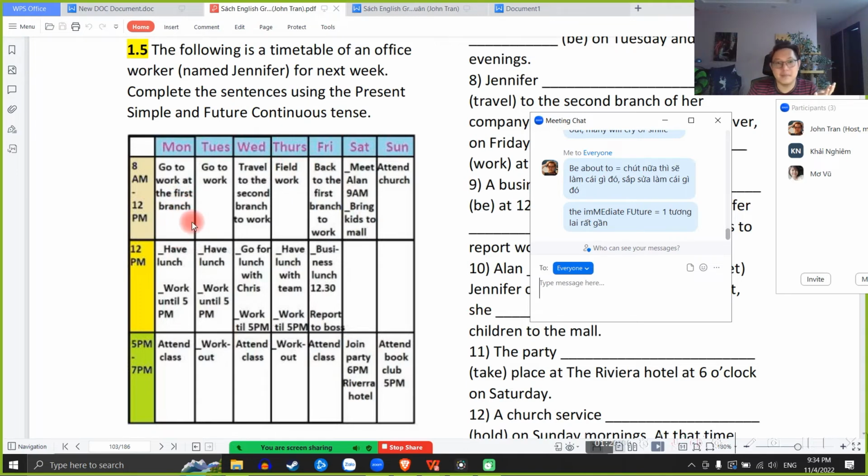So, her workplace, there are many branches to her workplace. Có nhiều cái branch, chi nhánh ở cái nơi làm việc của cậu. Go to work, travel to second branch to work. Đi đến cái chi nhánh thứ nhì để làm việc. And then field work, làm việc không phải làm đồng đâu. No. Field work means you travel and do a lot of things out of the office. Ra ngoài văn phòng và làm những chuyện mà ngoài văn phòng gọi là field work. Back to the first branch to work. Quay lại chi nhánh đầu tiên để làm việc nè.